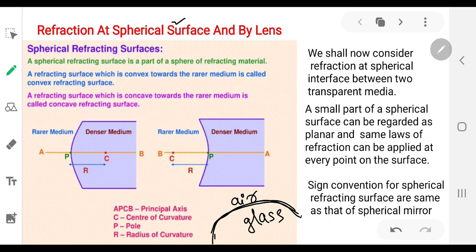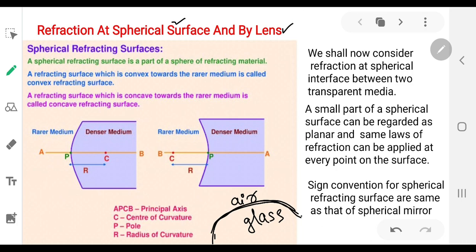The example you can take is a glass paperweight. The upper surface of the paperweight is always curved, and that paperweight is made up of glass. So the interface between the glass medium and the outside air medium is curved. So you can refer to that paperweight as refraction at spherical surface. So in today's class, we'll see refraction at spherical surface and refraction by lens.